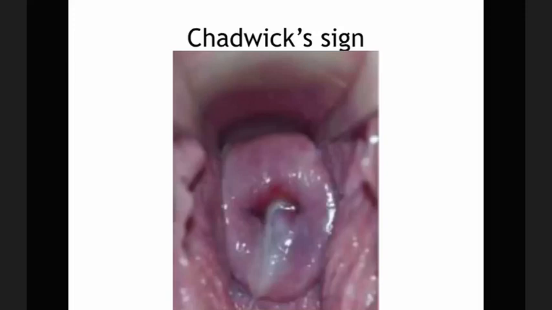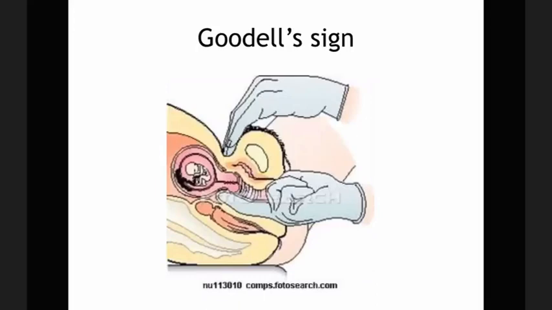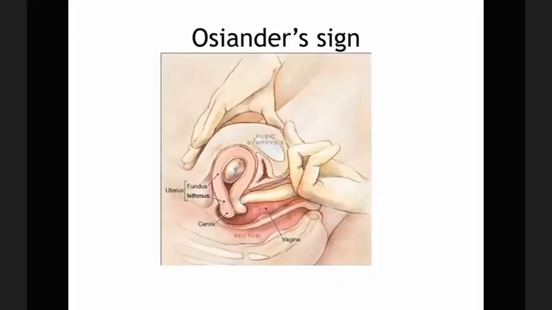Chadwick's sign. This is because blood flow increases in the vulva and cervical region. So the cervix and the vagina appear as a pinkish, bluish-pink appearance. This is called Chadwick's sign. Goodell's sign. When you do a vaginal examination, the cervical part appears as a soft tissue. It becomes very soft. So this is called Goodell's sign.